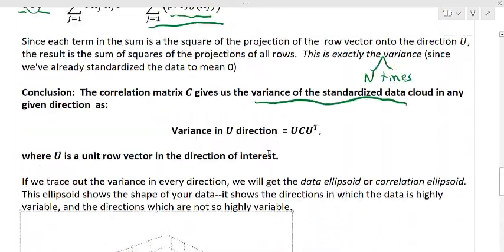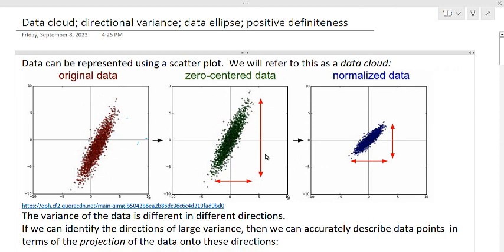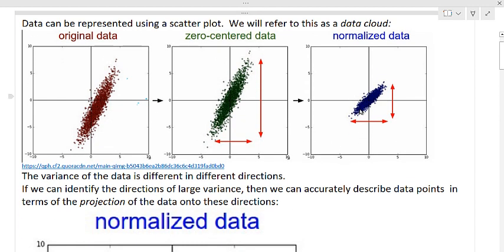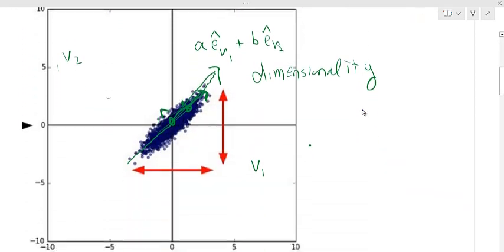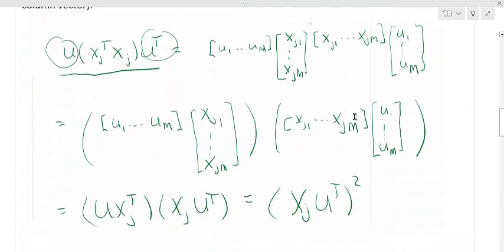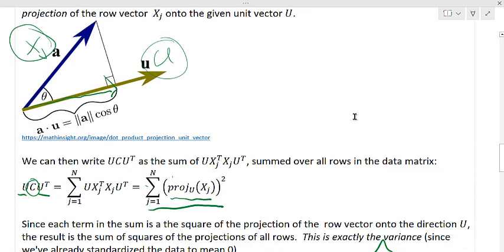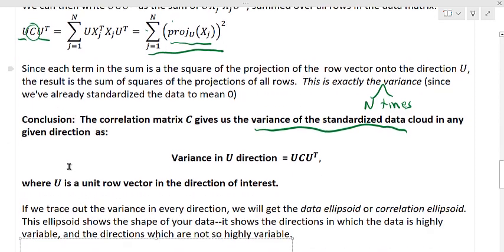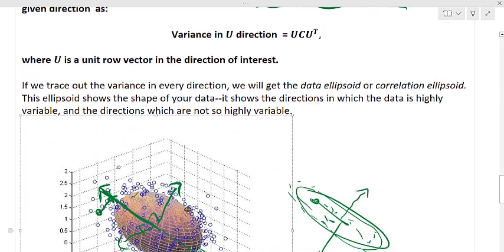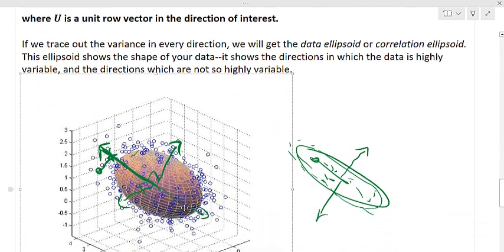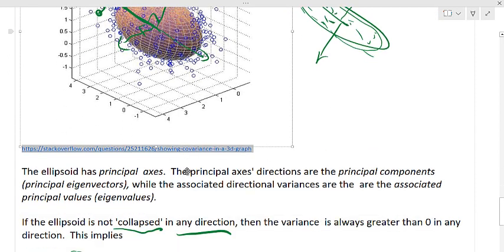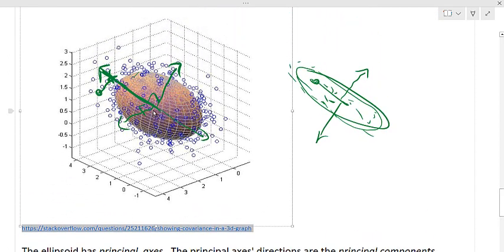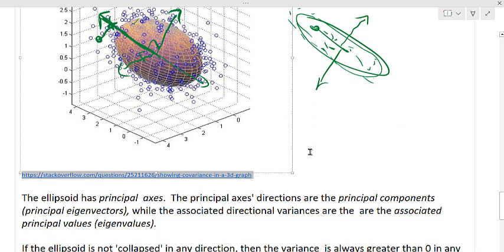So, quick review. We have the data cloud. We have the variance in different directions. We have a way to compute the variance in different directions using this correlation matrix. The variance in different directions traces out an ellipsoid. And the principal axes of the ellipsoid play an important role in characterizing the data.